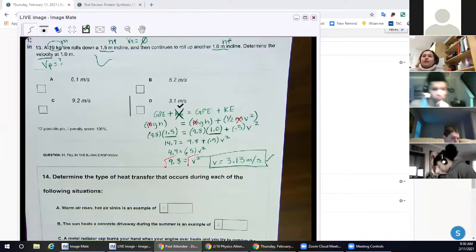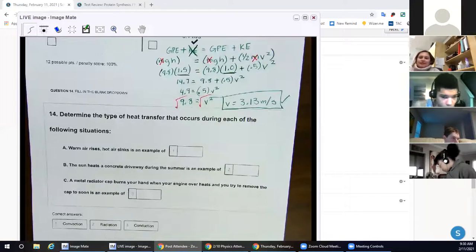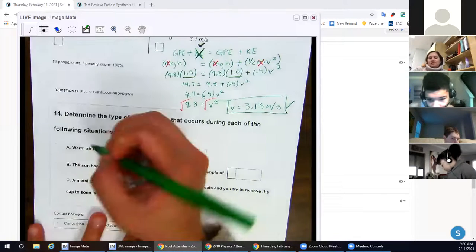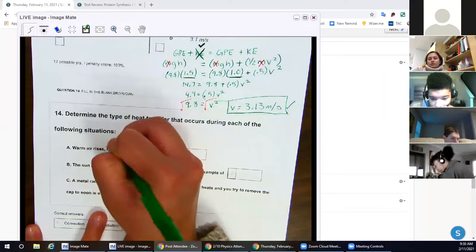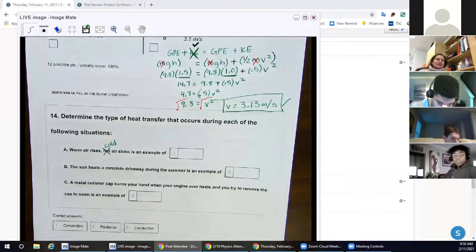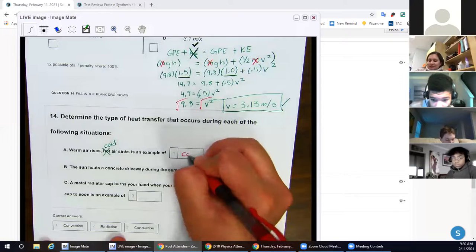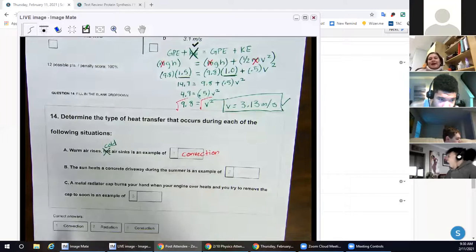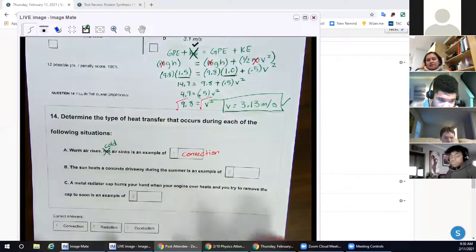All right, number 14, I lied, had another typo. It says warm air rises, hot air sinks. And that's supposed to be cold. Warm air rises, cold air sinks. That's convection. And that deals with water and gas, any liquids and gases.